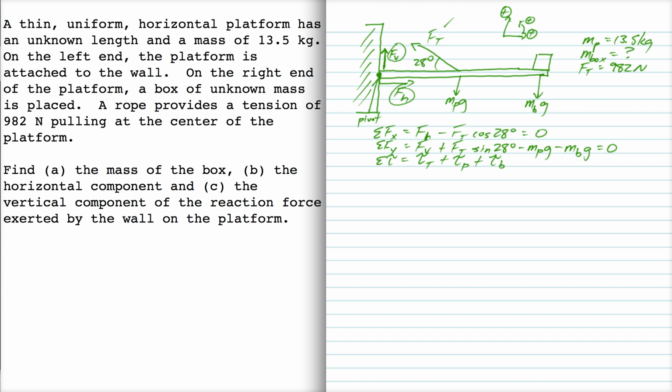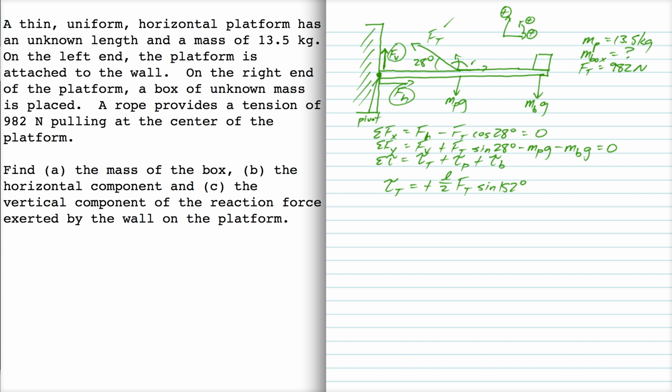All right, let's solve these torque equations real quick. The torque due to tension: tension is making this thing rotate in a counterclockwise direction, so it's positive. The distance from pivot to the point of application of force is L over 2, where the rod has a length of L. The tension force is Ft, and then the angle here, here's my R vector, so that angle there is 180 minus 28, which is 152.